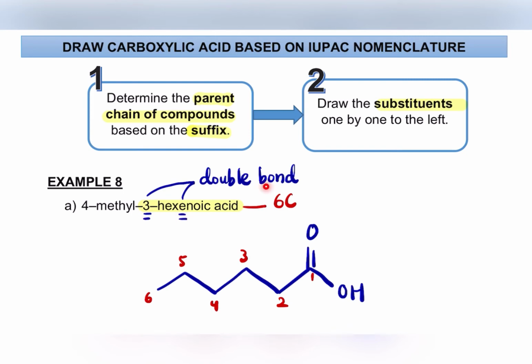3-hexenoic acid, which there will be double bond between carbon number 3 and number 4. So that's why I'm going to put double bond here. And the next one, don't forget you have one more thing here, the substituent to the left. You got at position carbon number 4 your methyl group. So I'm going to add up methyl here. So this is the structure for A.